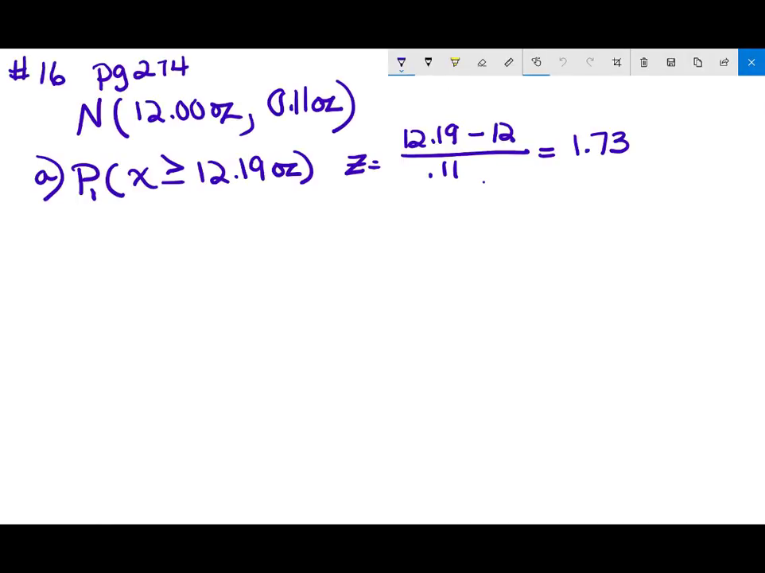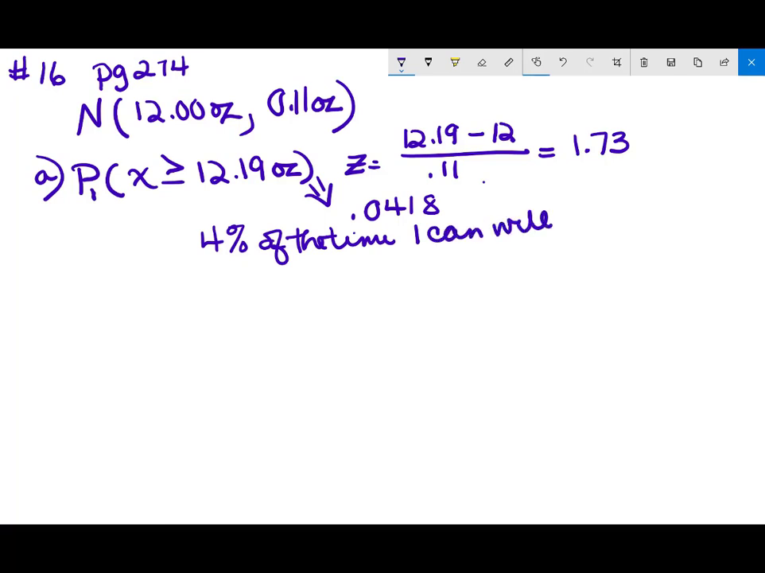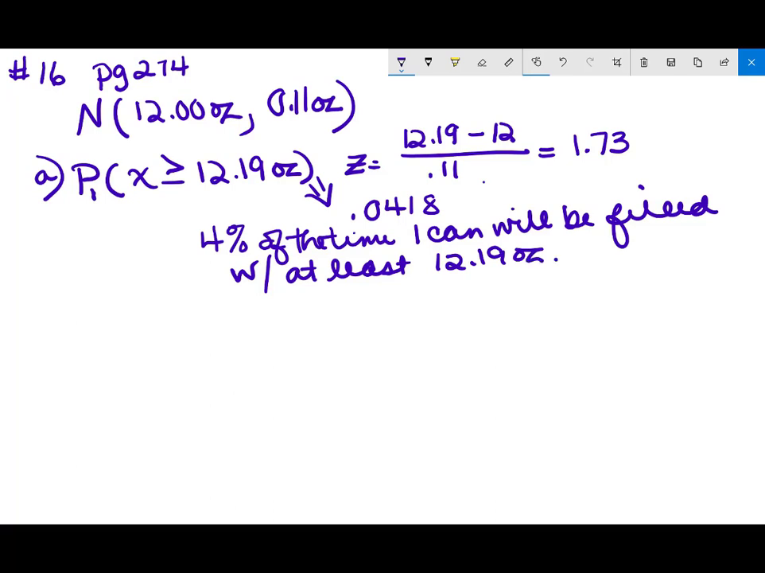So this probability is 0.0418, or about 4% of the time one Coke can will be filled with at least 12.19 ounces. Okay, let's look at part B.